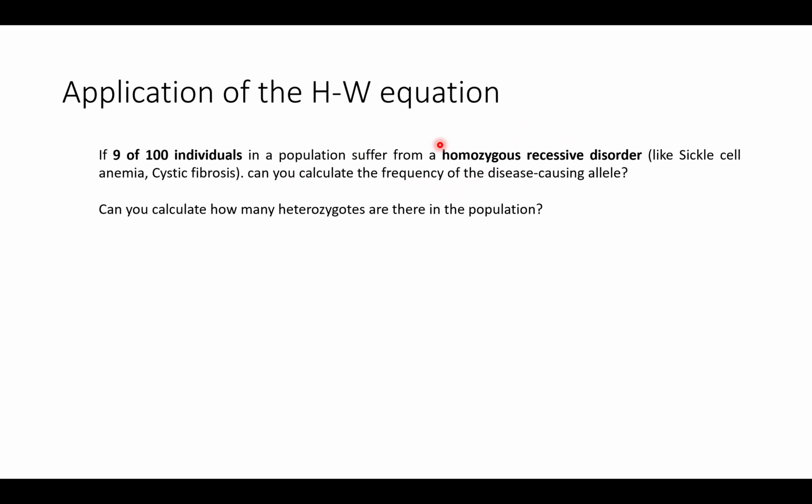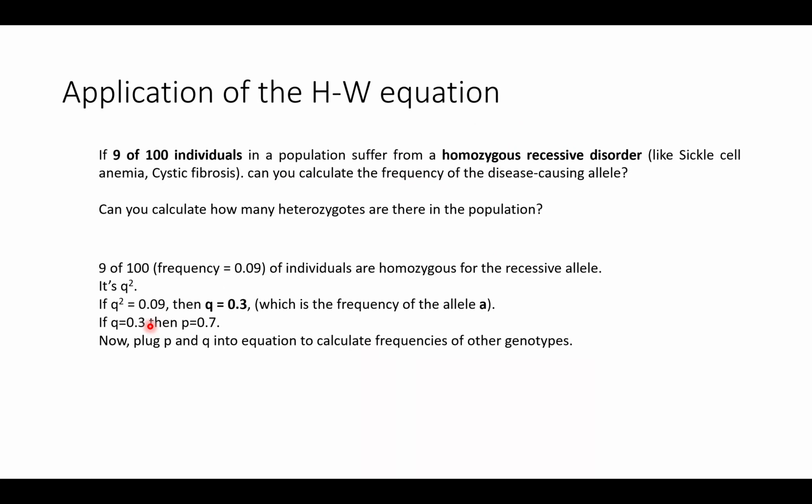So the frequency is 9 out of 100, so the frequency is 0.09 of the individuals are homozygous recessive. And it is q square, not q, because, as I said in the previous slide, humans are diploid organisms. So the frequency has to be there in the form of twice. So 0.09 is q square.